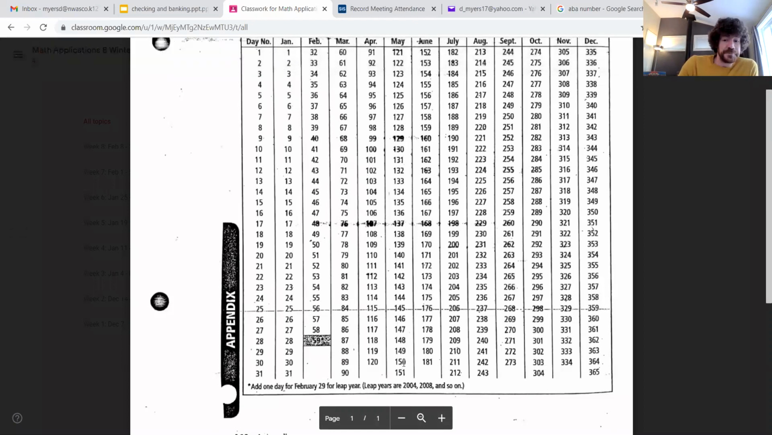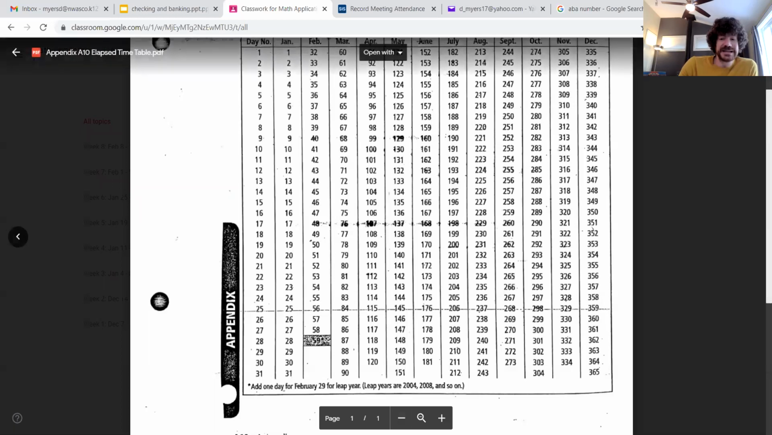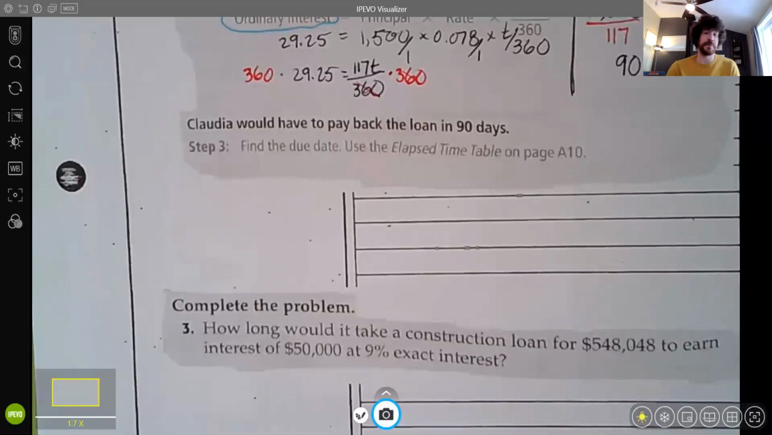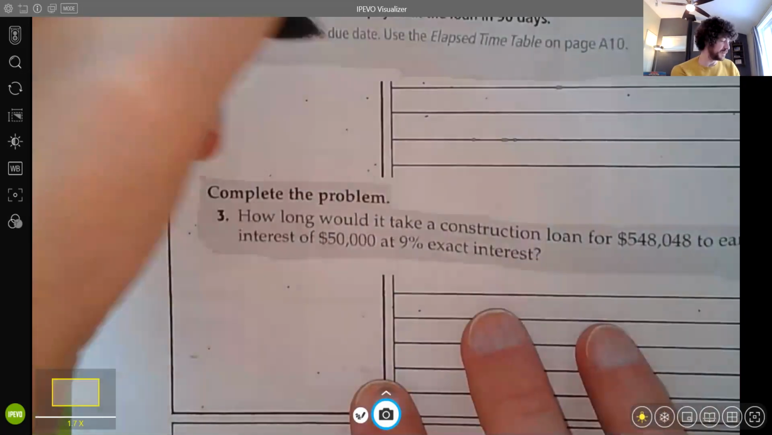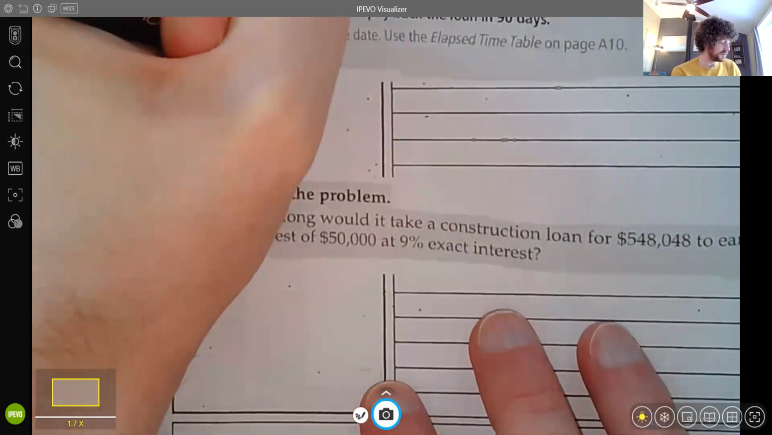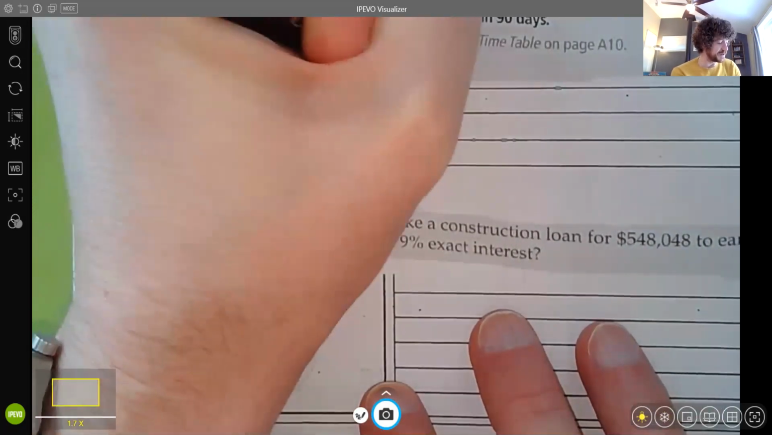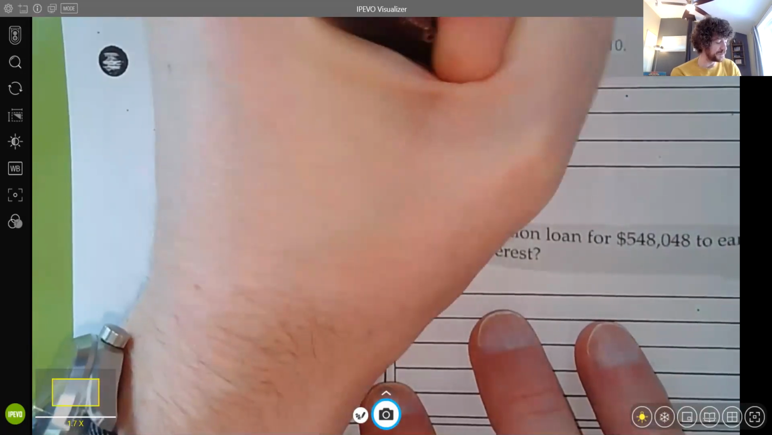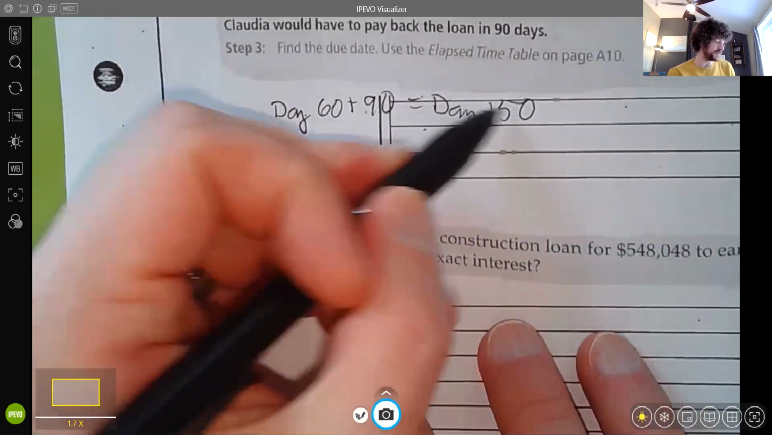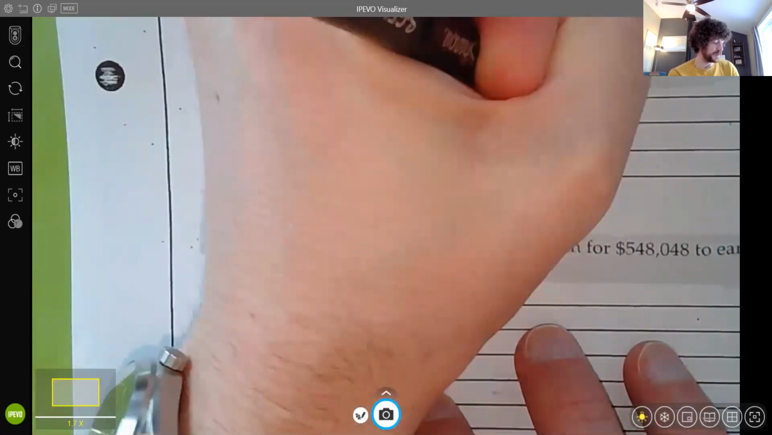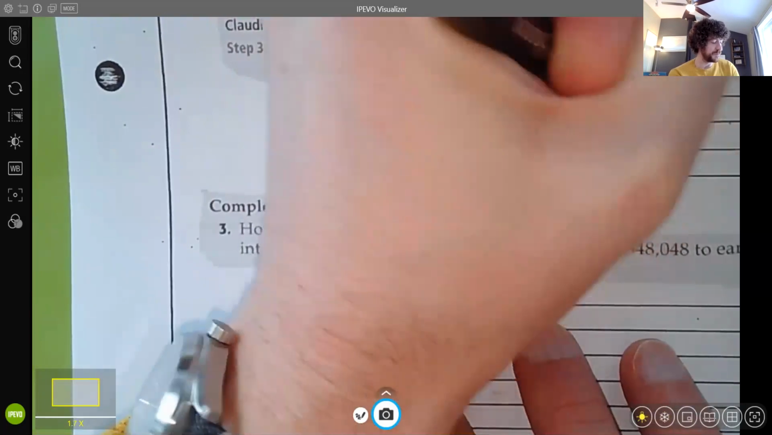So May 1st is day 150, March 1st is day 60. So here we go, let's see. So March 1st, day 60. So day 60 plus 90 equals day 150. And according to that chart, day 150 is May 30th.